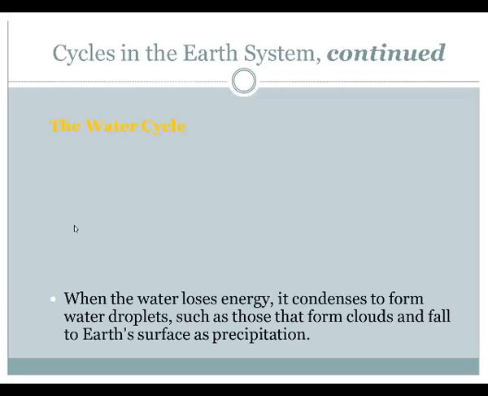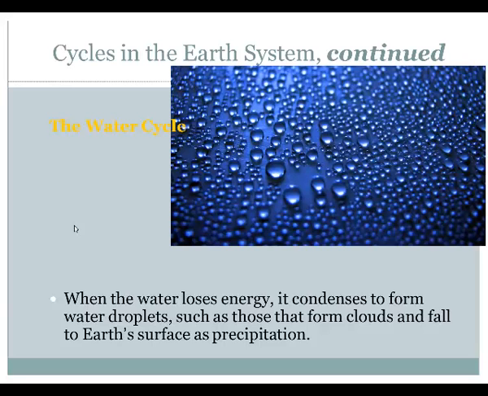When the water loses energy, it condenses to form water droplets, such as those that form clouds and fall to Earth's surface as precipitation. We're probably familiar with seeing condensation on the side of our cold pop can during the summer, or even our fish tank. As we get warmer temperatures in the fall and in the spring, we'll notice a lot more condensation on the outside of that fish tank because the tank is very cold with the chiller operating. As warmer air masses move in, the water droplets that are evaporated inside of the atmosphere are going to condense on the outside of that cold tank.